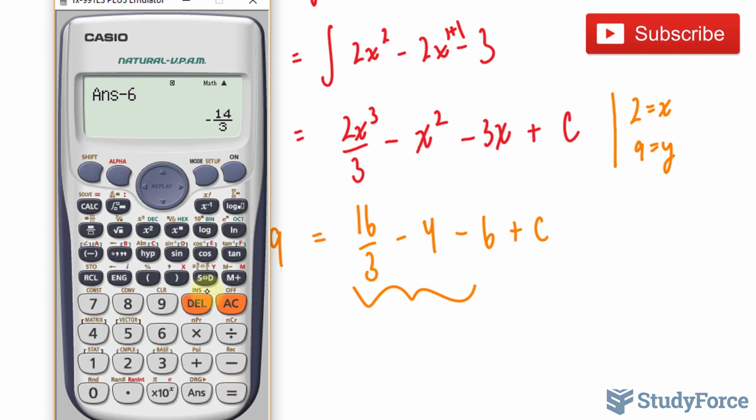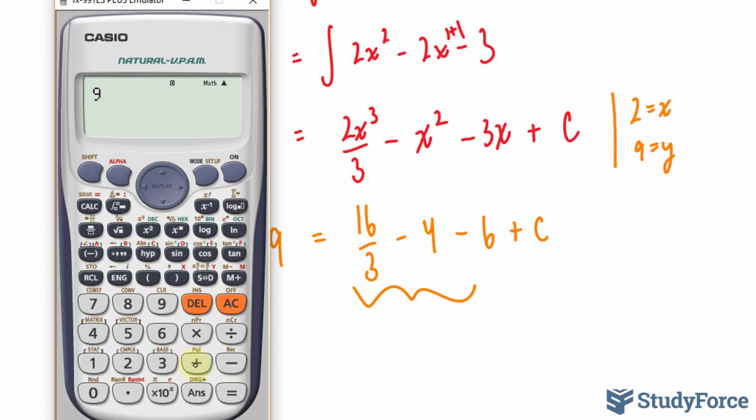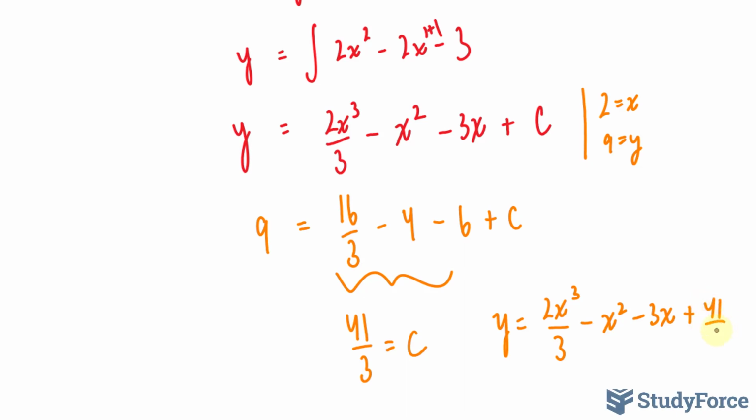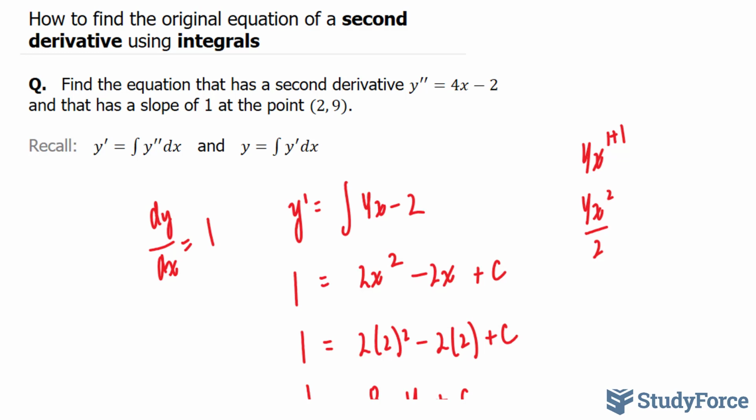Bringing this now over makes it positive, so 9 plus 14 over 3 gives me 41 over 3. 41 over 3 is my original constant, giving me an original equation of y is equal to 2x to the power of 3 over 3 minus x squared minus 3x plus 41 over 3. And so there you have it. That is how to find the original equation of a second derivative using integrals.